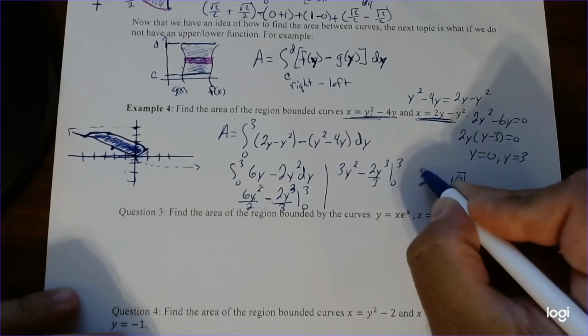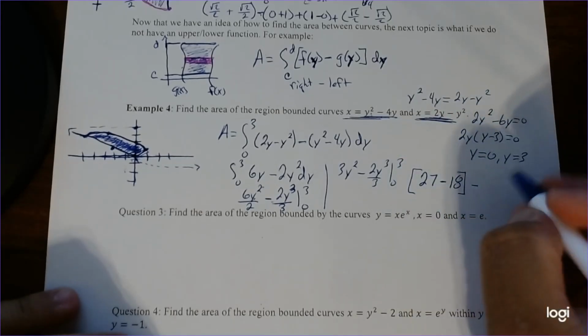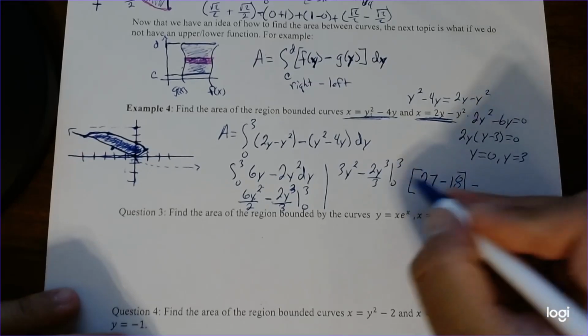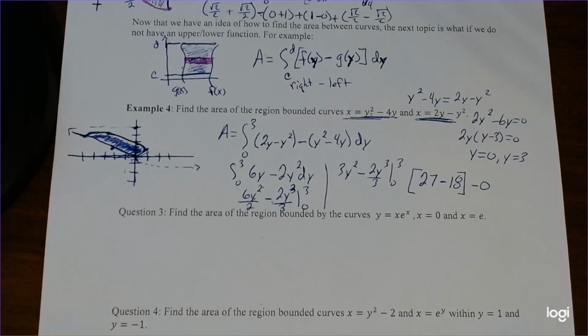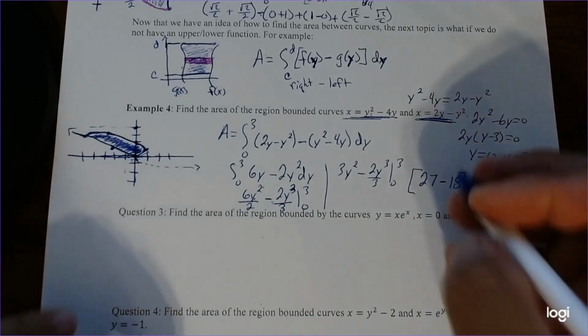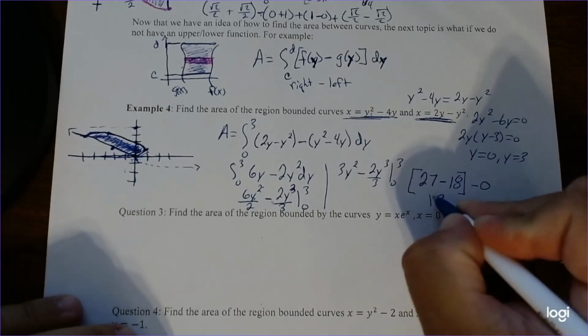That's the first part. And notice we subtract 0, because you plug in 0 and it's just gone. So 27 minus 18 is our area, which is a nice 9. Look at that. So area is 9.